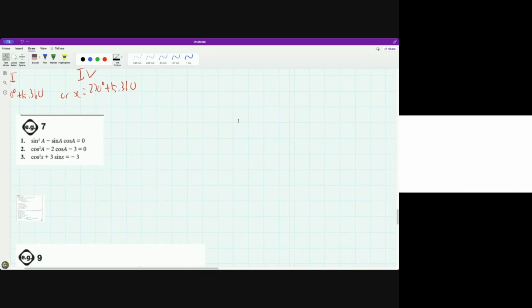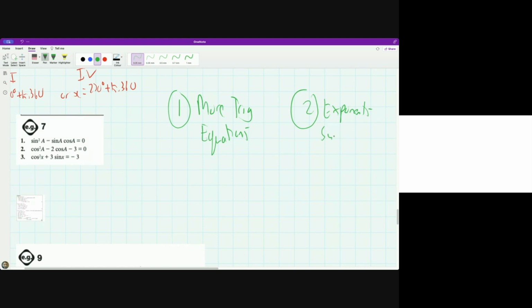Okay, we have a choice to make now. Choice number 1, more trig equations, and we keep practicing these harder trig equations, or we do some exponents and surds. Please vote in the chat which option you would like to do next.